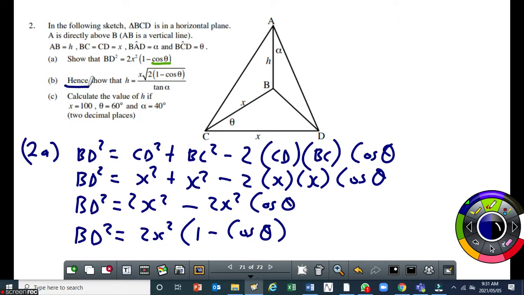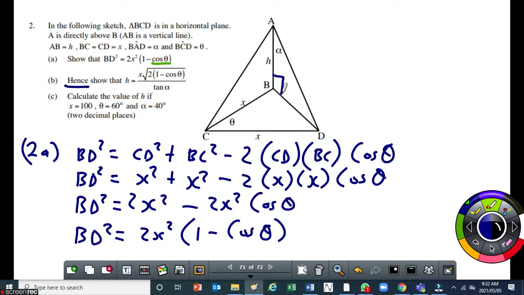So the next question now, it looks scary because there's a square root and that tan alpha, but it's not that scary. Since we are told that ABCD is in the horizontal plane and AB is the vertical line, it means this AB is perpendicular to BD. It's also perpendicular to BC. Therefore, ABD is a right angle triangle, ABC is a right angle triangle. So you can use trig ratios.